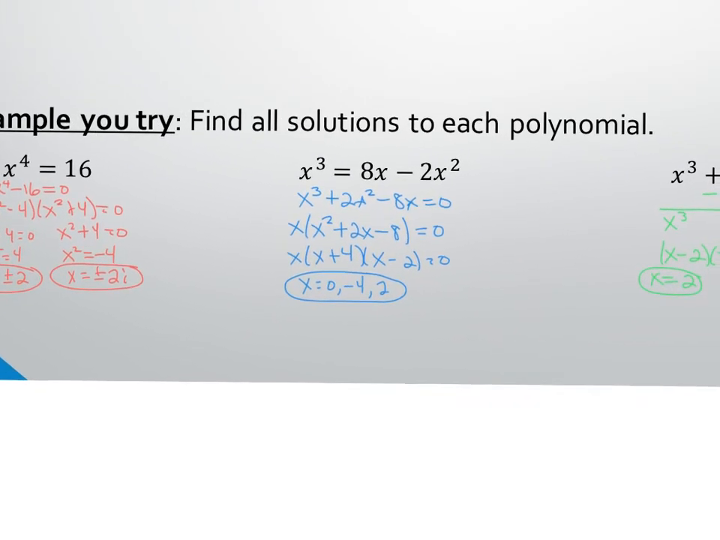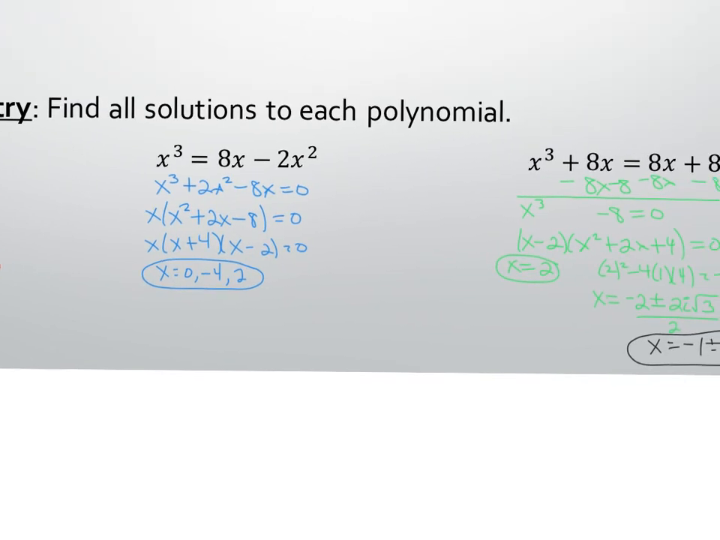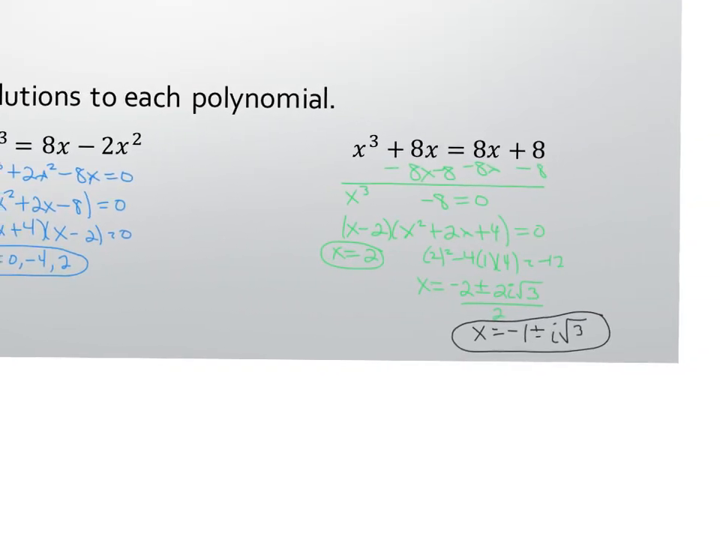problem, you have to move everything to one side and then factor. You do get 0, -4, and 2. And then for the third example, the -8x's, they do cancel out. So you have x cubed minus 8 equals 0. You have the difference of cubes. Notice you have your 3 solutions. You have x equals 2, x equals -1 plus i root 3, and x equals -1 minus i square root 3.